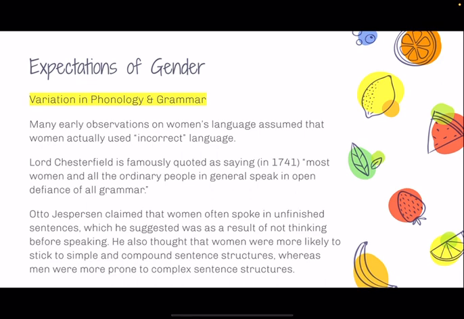Alright, variation in phonology and grammar. Many early observations on women's language assumed that women actually used incorrect language. Lord Chesterfield is famously quoted as saying in 1741, "Most women and all the ordinary people in general speak in open defiance of all grammar." Otto Jespersen claimed that women often spoke in unfinished sentences, which he suggested was a result of not thinking before speaking. He also thought that women were more likely to stick to simple and compound sentence structures, whereas men were more prone to complex sentence structures.